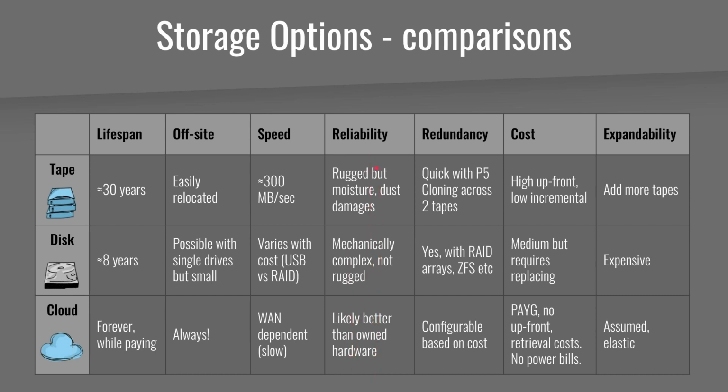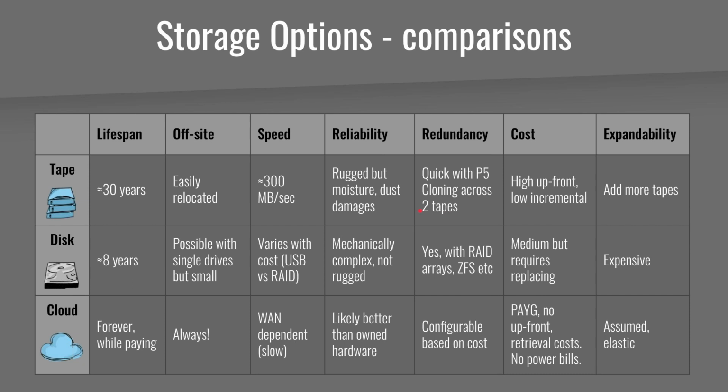Reliability, well, as I said earlier, tape is pretty rugged, so long as you don't get it wet, humid, or dusty. Discs, not particularly rugged. If you drop one on the floor, then you've probably broken it, not so much with the tape. Cloud, obviously reliable. The more you pay, the more reliable service you're going to get. I think S3 have a top tier standard, but then you can drop the amount you're paying and get less geographical separation of data, less redundancy.